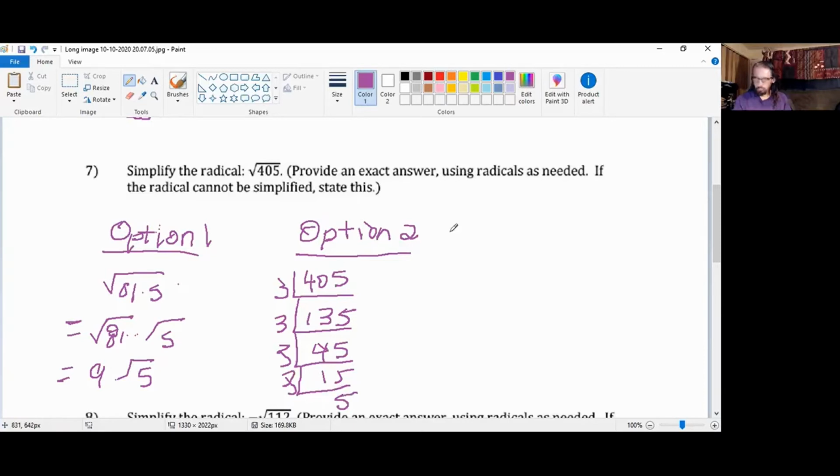And so square root of 405, we would have square root of 3 to the 4th times 5, and apply the product rule for radicals.